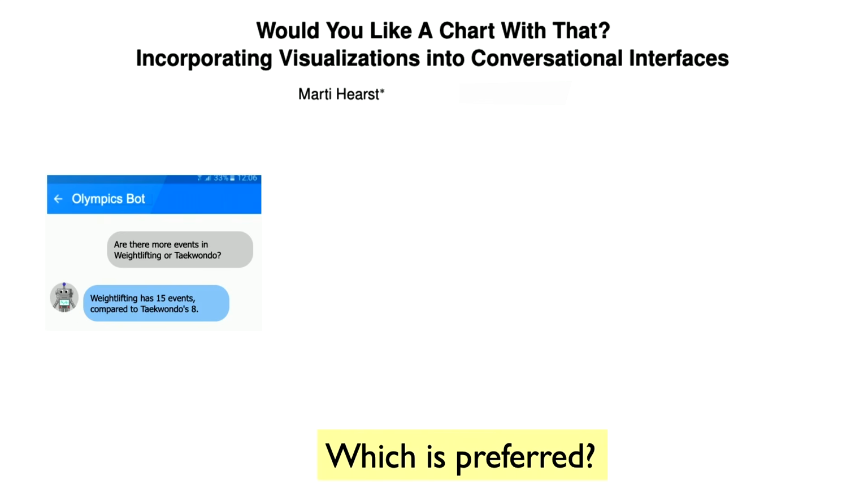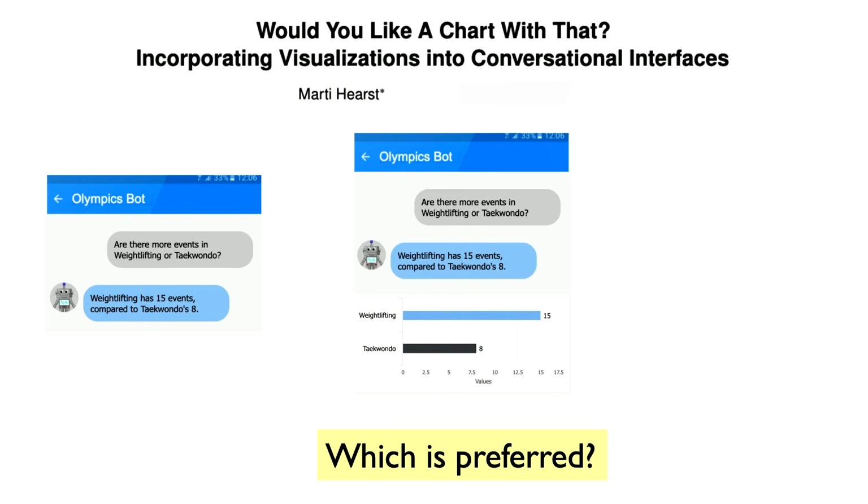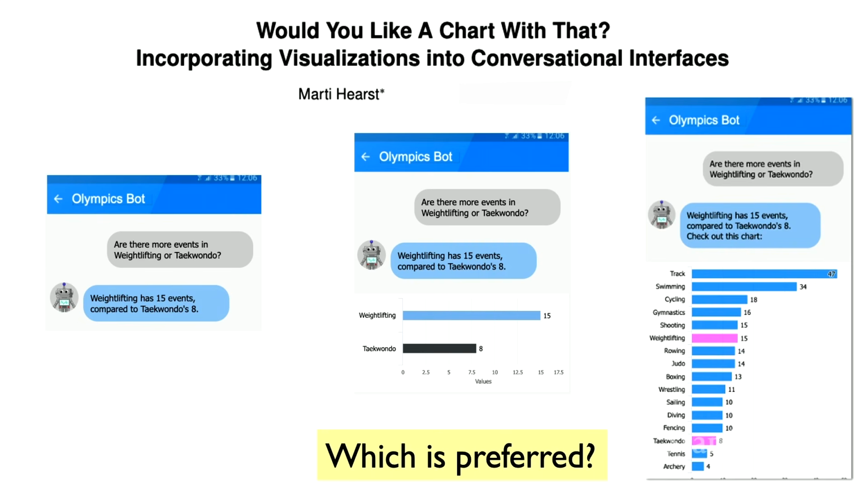Are there more events in weightlifting or taekwondo? So you're asking the bot that. And the bot answers, weightlifting has 15 events compared to taekwondo's 8. It could have just said there's more in weightlifting, but it's being a little more helpful than that. We could also augment this with 2 bars, one for the value for weightlifting and one for the value for taekwondo, or that might be seen to be out of context, so we can show those answers in context.